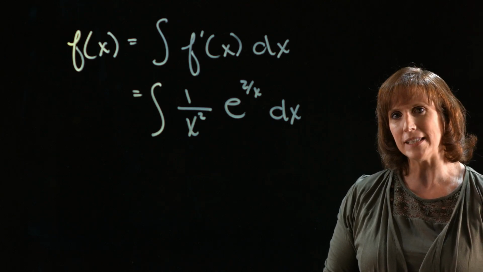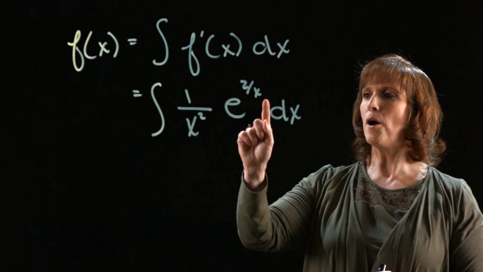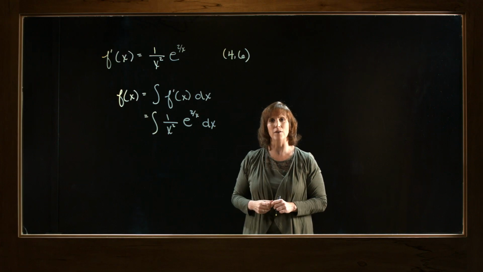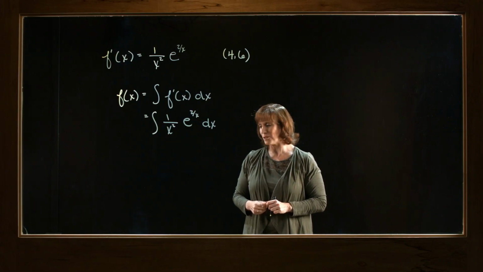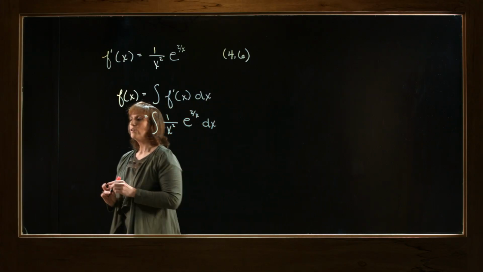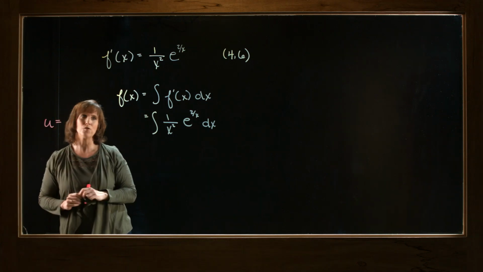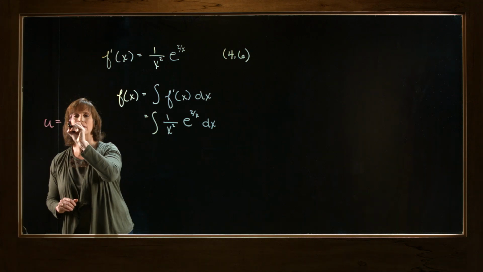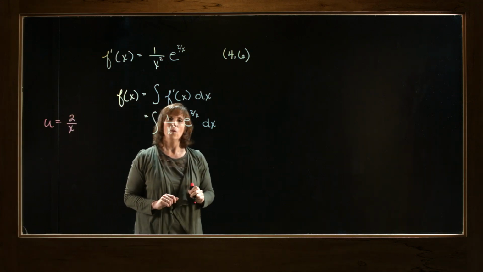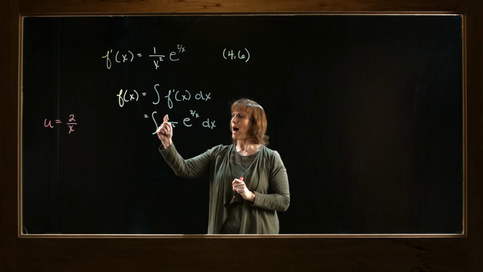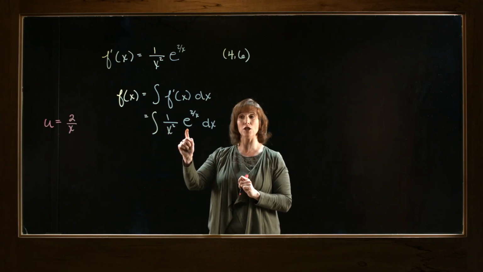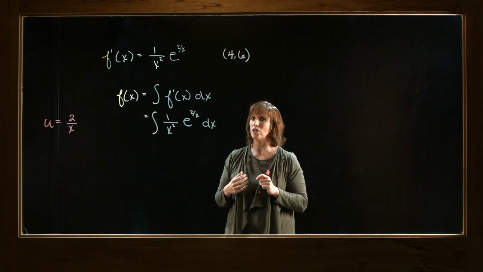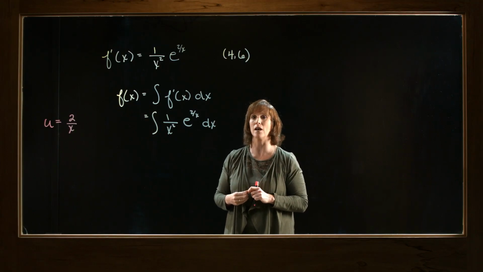But I do see some composition in this problem. I'm composing 2 over x and e to the x. It's a composite function. So let's try our u substitution technique. So again, a typical choice for u would be the inside function, which in this case is the 2 over x. Well, if I try to substitute it in right now, I'm going to end up with 1 over x squared e to the u dx. Again, I have a combination of u's and x's, which I don't want. I want everything written in terms of u.